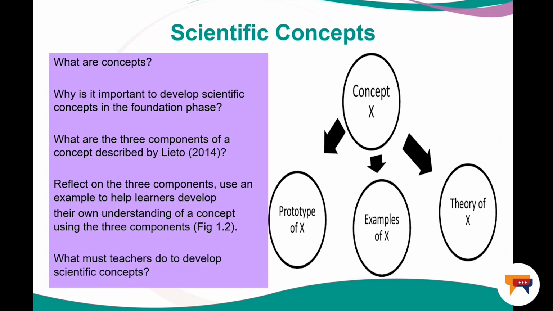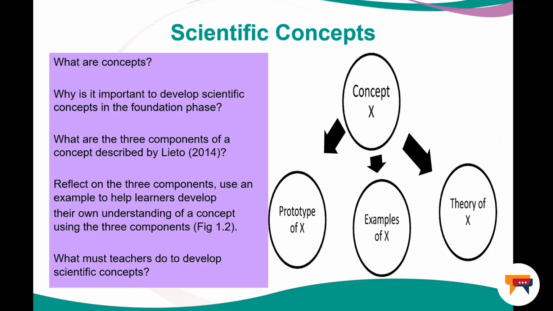Let's look at the three components of a concept described by Lito. This is also very important. There are different concepts that build different bodies of knowledge that may contain different kinds of representation. So if you look at figure 1.1, this is also in your study guide on page 6. It's basically concept X, prototype X, examples of X, and a theory of X.